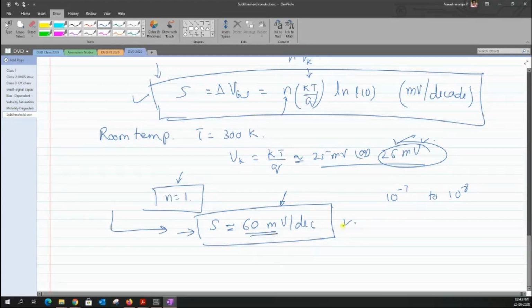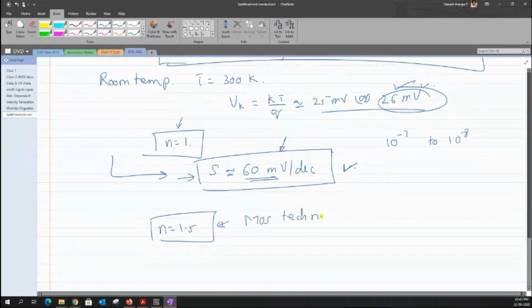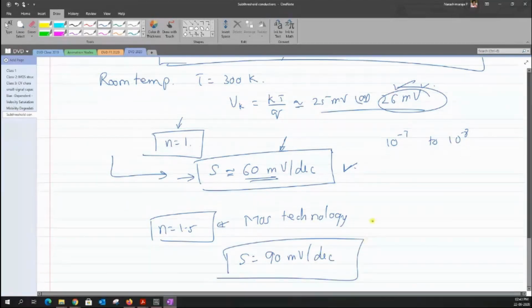Okay, so this is actually a better quantity, but let us take N equal to 1.5, which is normally found in the MOS technologies. So when I have N equal to 1.5, the slope factor becomes something like 90 millivolt per decade. Now, what does this mean? Which number is good? Having S equal to 60 millivolt per decade is good, or having S equal to 90 millivolt per decade is good? So which one among you?